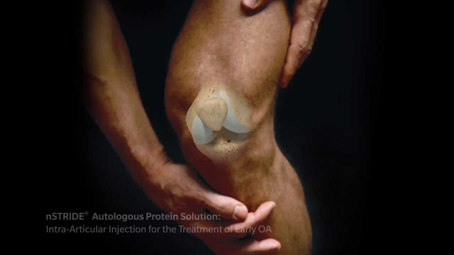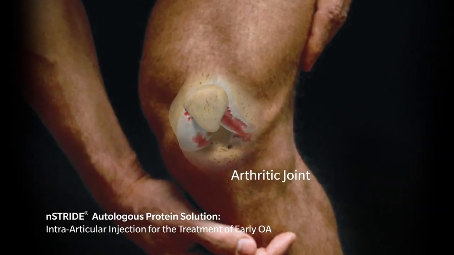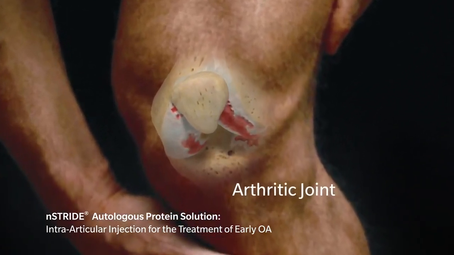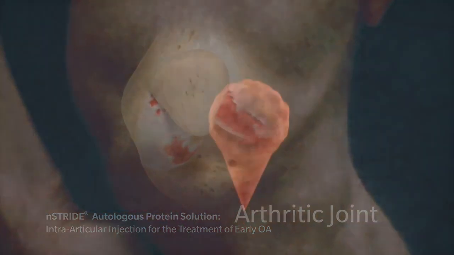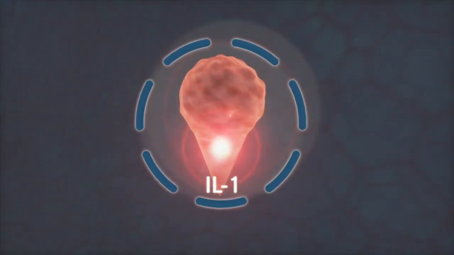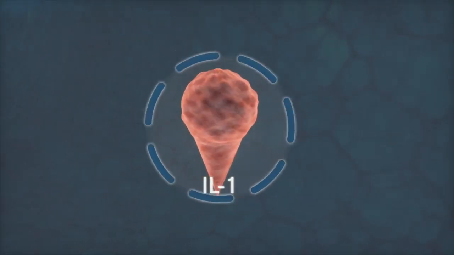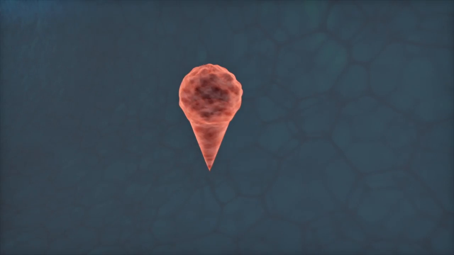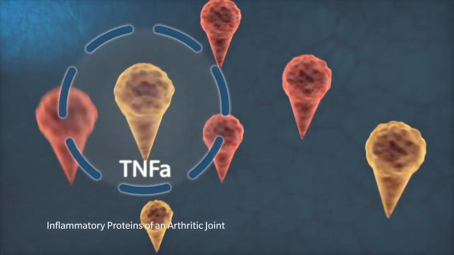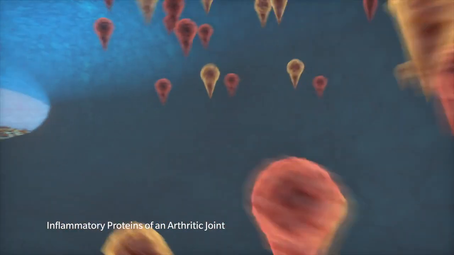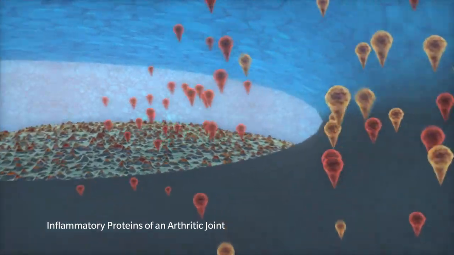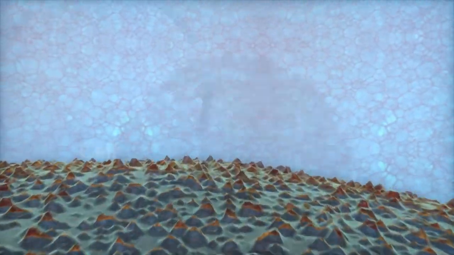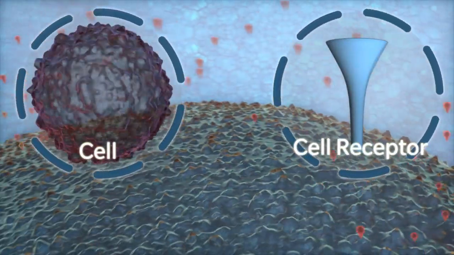Pain associated with knee osteoarthritis is the driver for patients seeking treatment. Knee osteoarthritis is a complex disease often driven by inflammation and tissue destruction. Interleukin-1, also known as IL-1, and tumor necrosis factor alpha, also known as TNF-alpha, are the key pro-inflammatory proteins called cytokines, which need to be blocked from damaging the tissue.